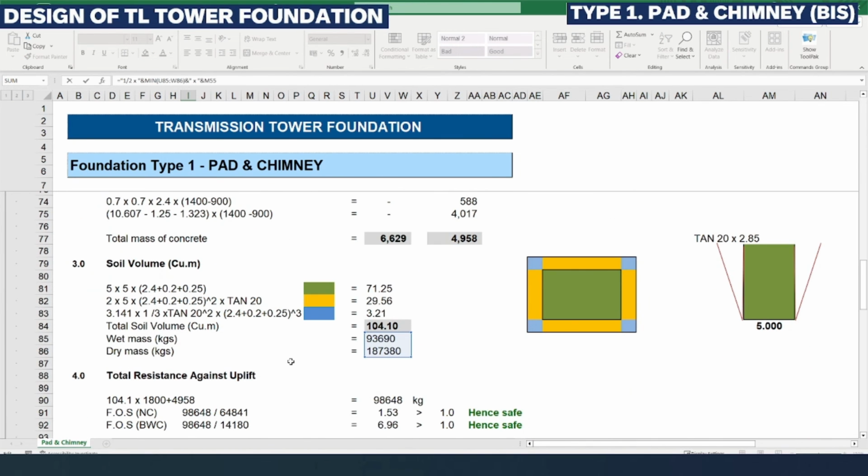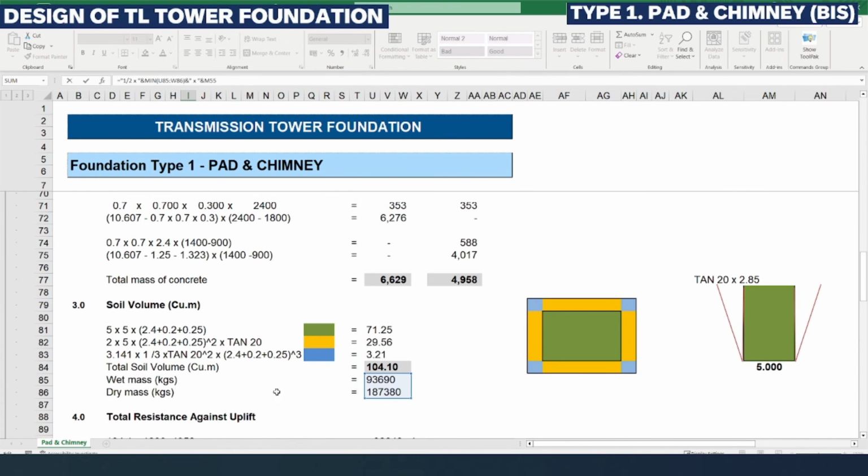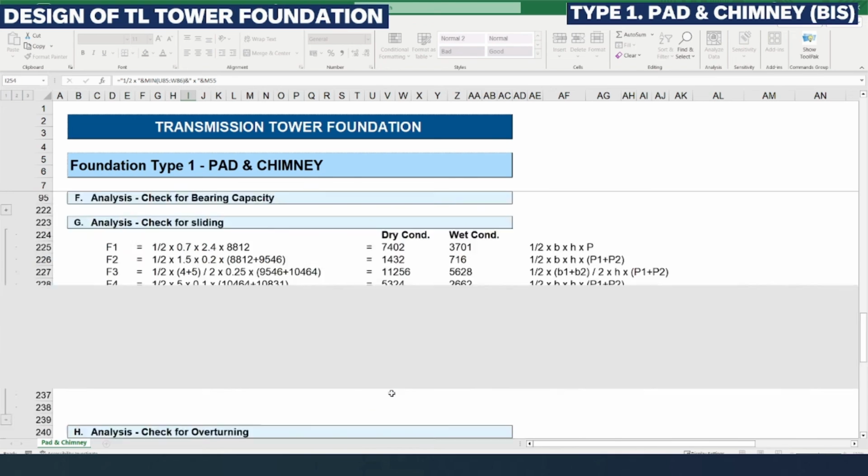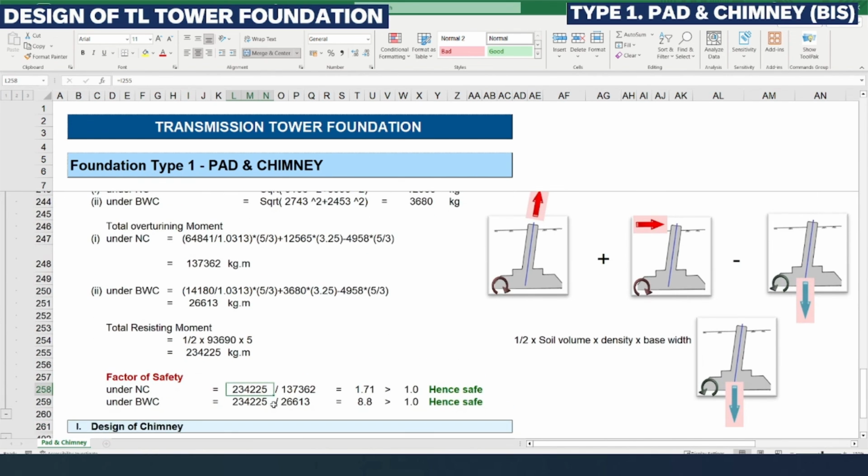The soil density we already calculated in our part 1 video. In this, we need to consider the minimum of both, wet or mass. In most cases the wet mass will be the minimum one. So multiplying that, we get the total resisting moment as 2342225.